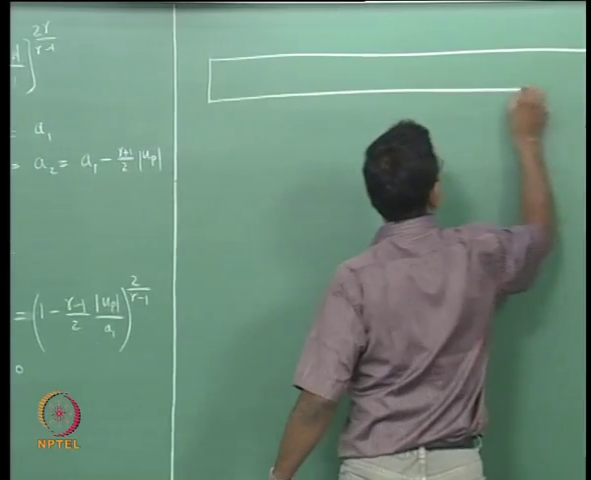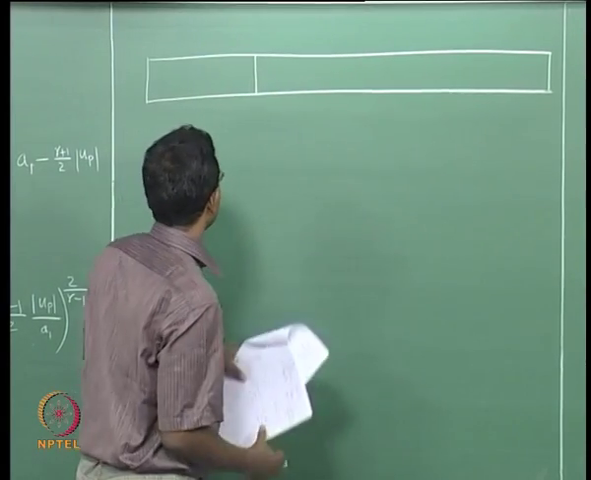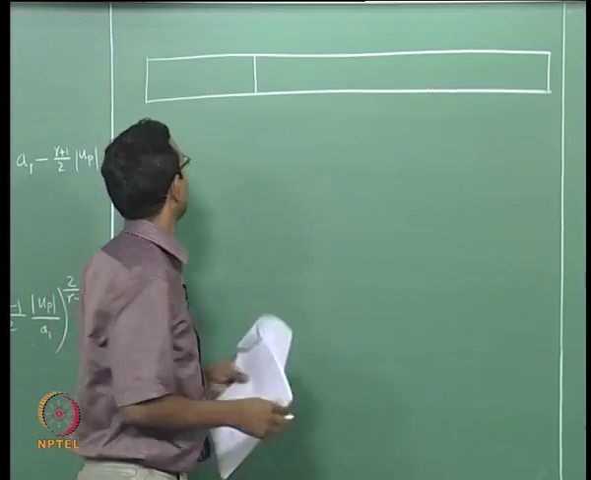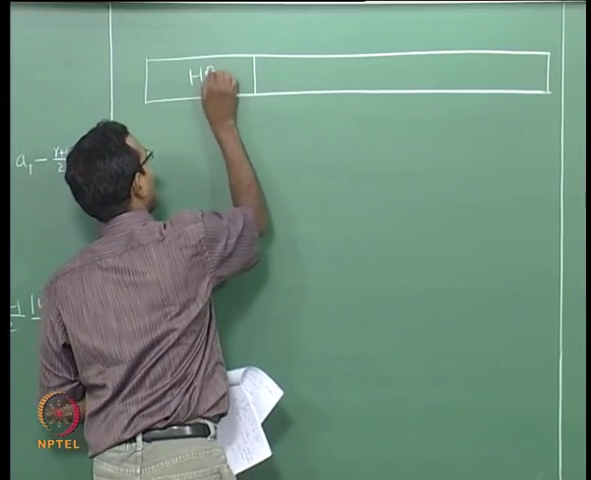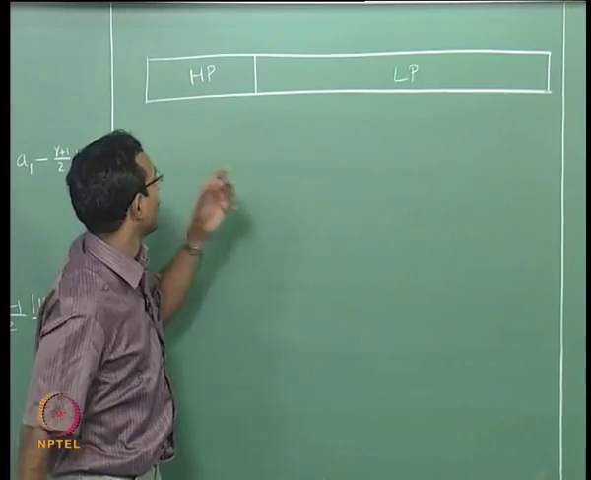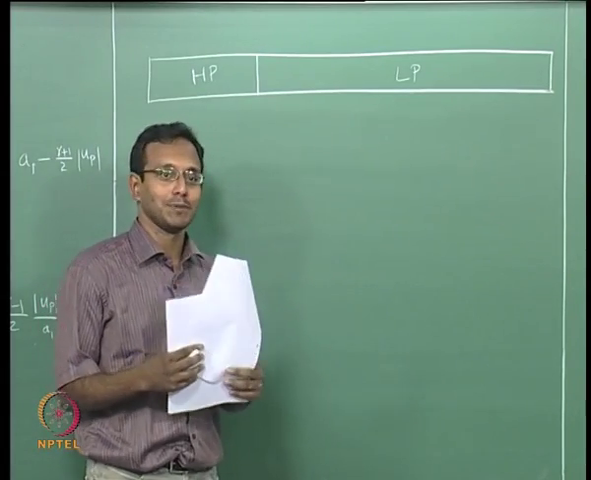It is basically a long tube with a thin diaphragm in there, and I am going to put high pressure gas here and low pressure gas here. We will see why one of them is longer than the other, obviously because shock travels faster than expansion waves.